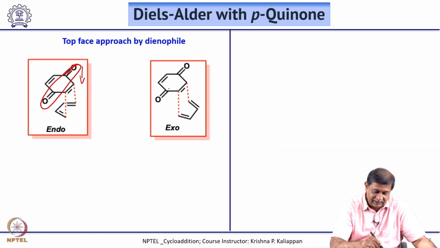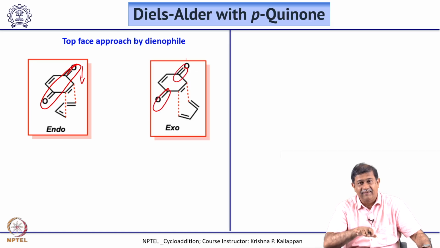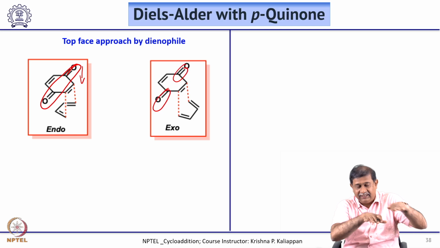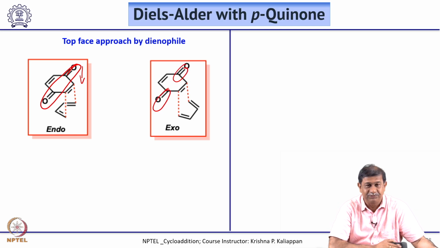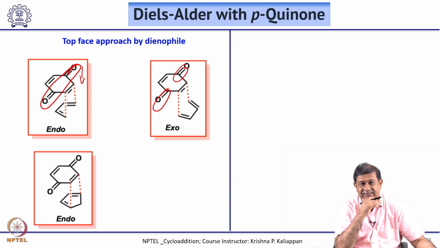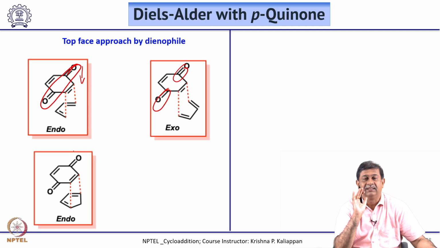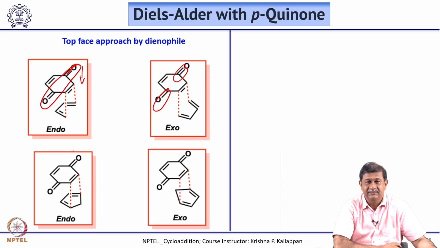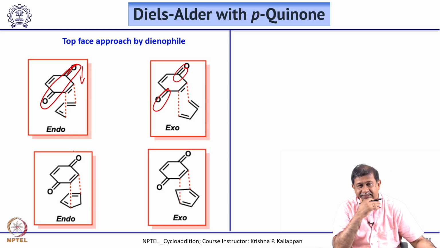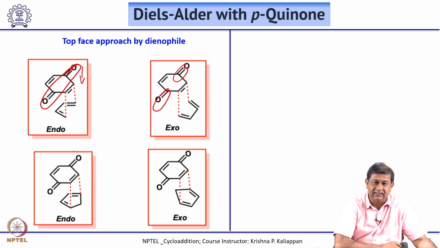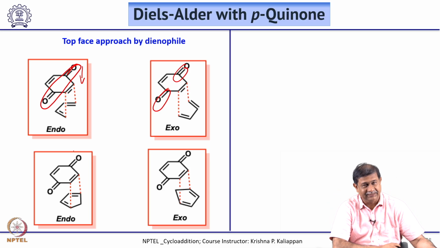Here you can see this carbonyl and this carbonyl are away from the diene. So this is an exercise. Now you can write the structure arising out of these two transition states. Likewise, you can also extend this to cyclopentadiene, where you can see the benzoquinone approaches the cyclopentadiene from the top face, and here it is an exo transition state where again the benzoquinone approaches the cyclopentadiene from the top face.